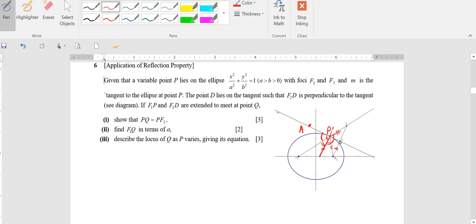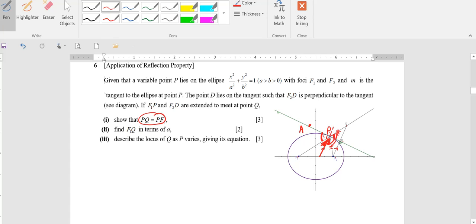because by the reflective property, these two angles are equal, this angle and this angle. So the remaining angle along the green tangent will be the same. And this angle F1PA is equal to this angle over here, which is your QPD, because it's vertically opposite. That makes these two angles equal, which makes PQ equal to PF2. That's what you're tasked to show. It's basically to capitalize on the reflective property, so you approach this using angles.